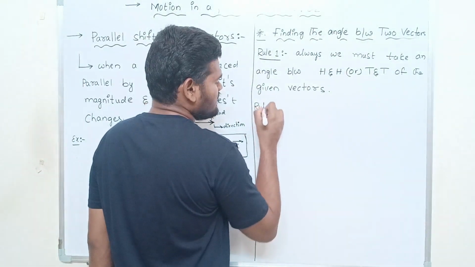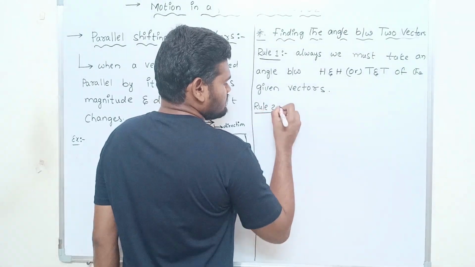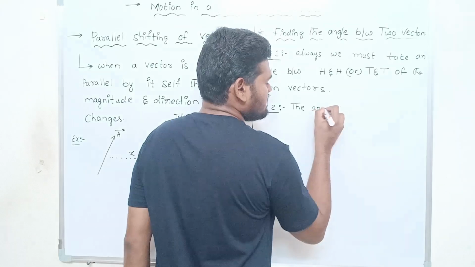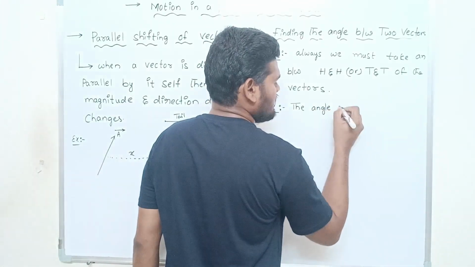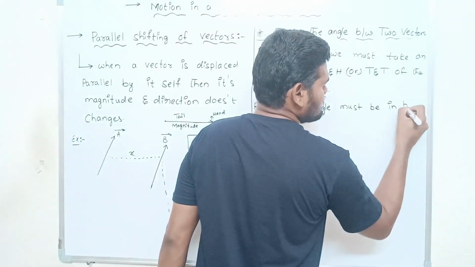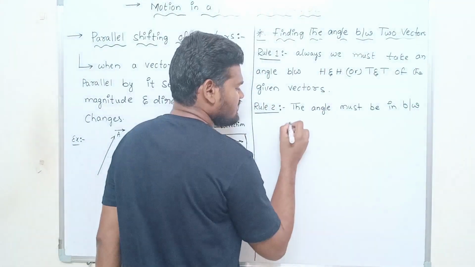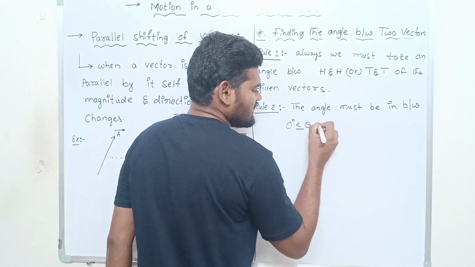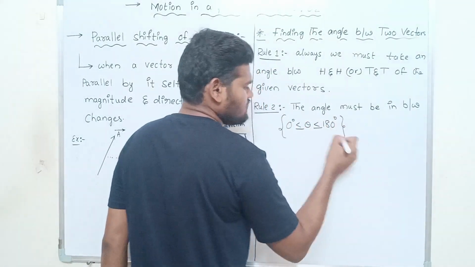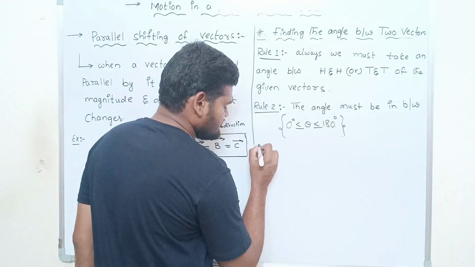So have a look. Rule number two: the angle must be in between 0 degrees to 180 degrees. The angle must be in between 0 to 180 degrees. Okay, example problem.